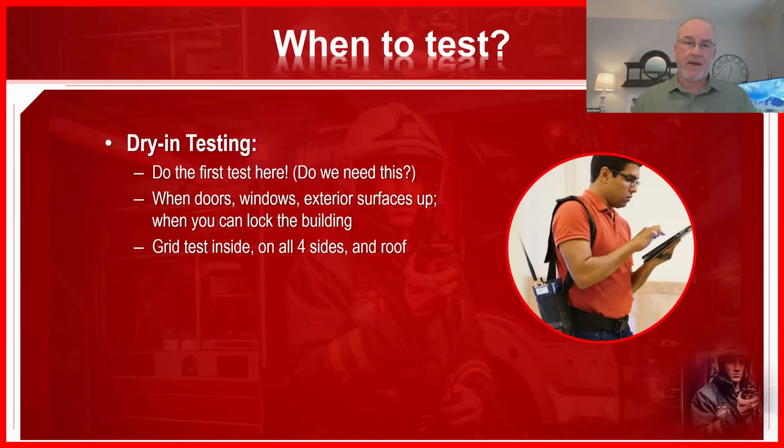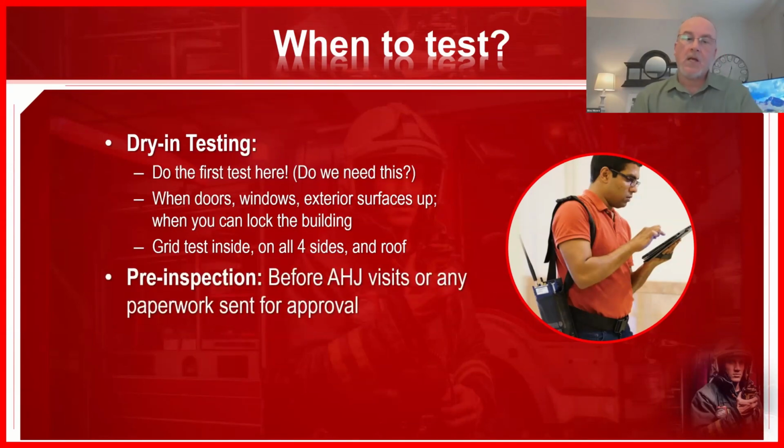So you're going to grid test inside. You're going to test on all 4 sides of the building, and on the roof. You're going to get those numbers. And a trained tester, someone who does this for a living, will know that and be able to do all of that for you. That test will tell you, okay, we need one, and these are the areas that we need it.